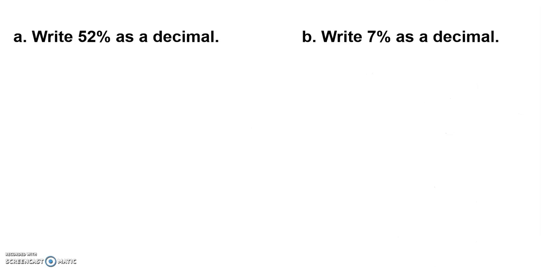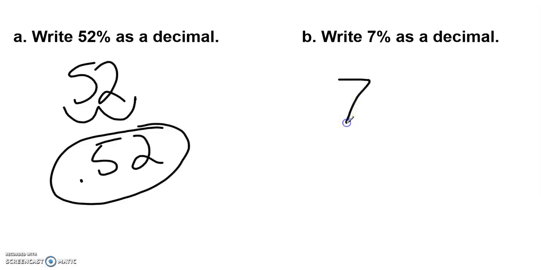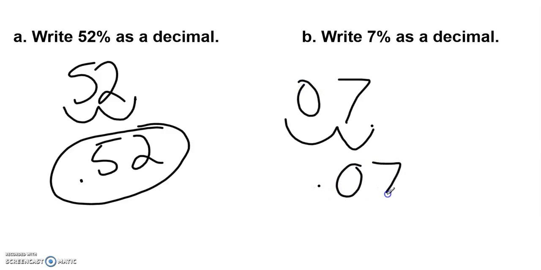Alright. So write 52% as a decimal. So we have 52, I'm dropping the percent, putting a dot there, and then moving that over 1, 2. So that is 0.52 as a decimal. And then it says write 7% as a decimal. So the dot is here. Oh, I'm sorry. Okay, and then 1, 2. So we have to add a 0 there, so 0.07.